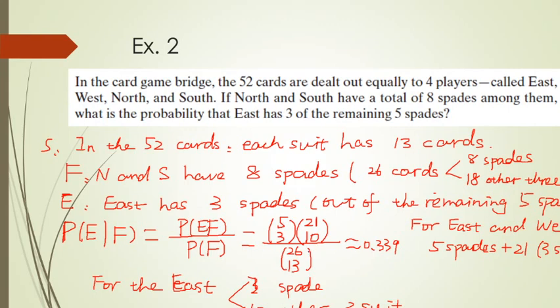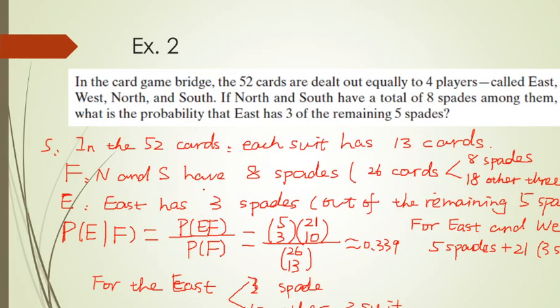And actually, what are the different outcomes for event F? When event F has already decided the 8 spades and the 18 cards, we still have 26 left, right? Then how can you form all the different cards for the east player?